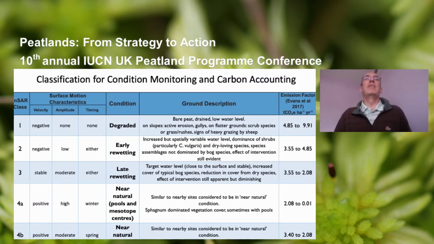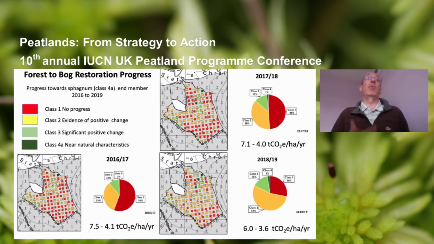So putting that into practice, the first example is again a forest to bog restoration progress. We've used the 4 classes going from 1 to a 4A, 4A being the target class in this case, which was a sphagnum-rich end member. And we're looking at the progress over 3 years, from 2016 to 2019.